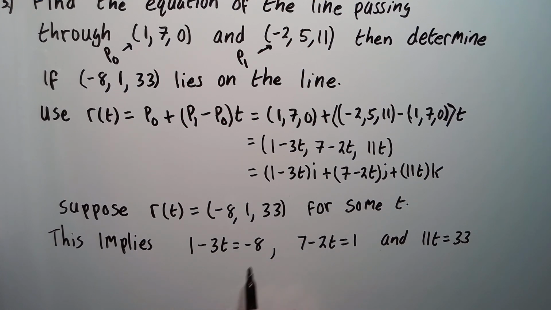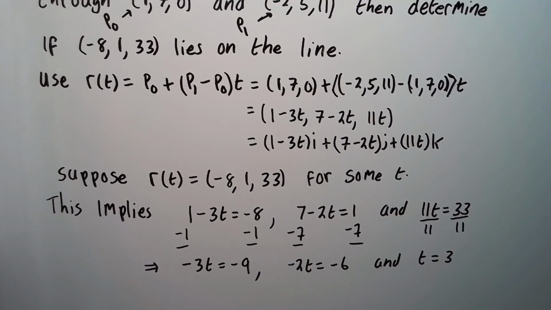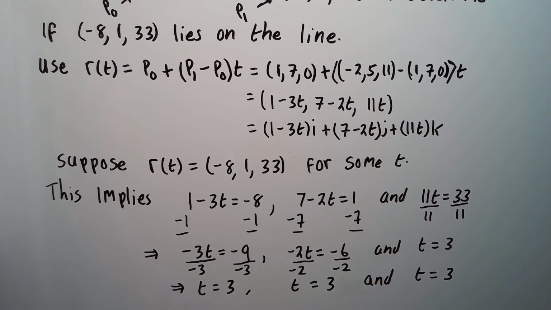So subtracting 1 here, and then subtracting 7 here on both sides, and dividing by 11 on this. So let's do that. So here you get then negative 3t equals minus 9. Here you get minus 2t equals minus 6. And here solving this one you get t equals 3. So we're going to divide this guy by minus 3, divide this guy by minus 2. So dividing this guy by minus 3, you get t is 3. Dividing this by minus 2, you get t is 3. And this one's also t is 3. So t equals 3 satisfies all 3.